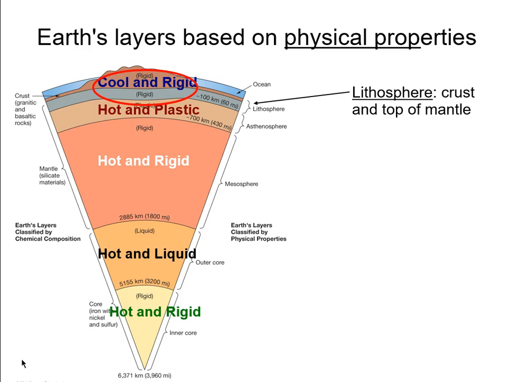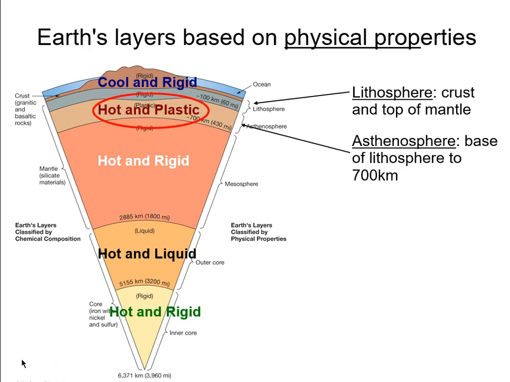Now, if we go down a layer, we get to what's called the asthenosphere. The asthenosphere is from the base of the lithosphere to about 700 kilometers depth. Now, the important part is that it's hot and plastic. So being plastic means that when you push on it, it flows, okay?